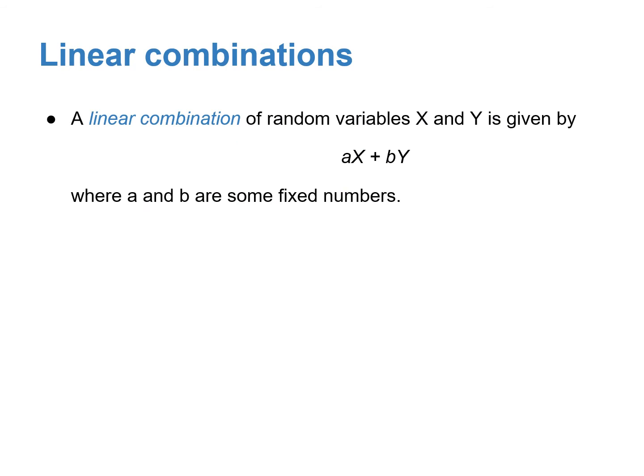Sometimes we are interested in linear combinations of random variables. A linear combination of two random variables, X and Y, is a function of the form a times X plus b times Y, where a and b are just some fixed numbers, some constant values.